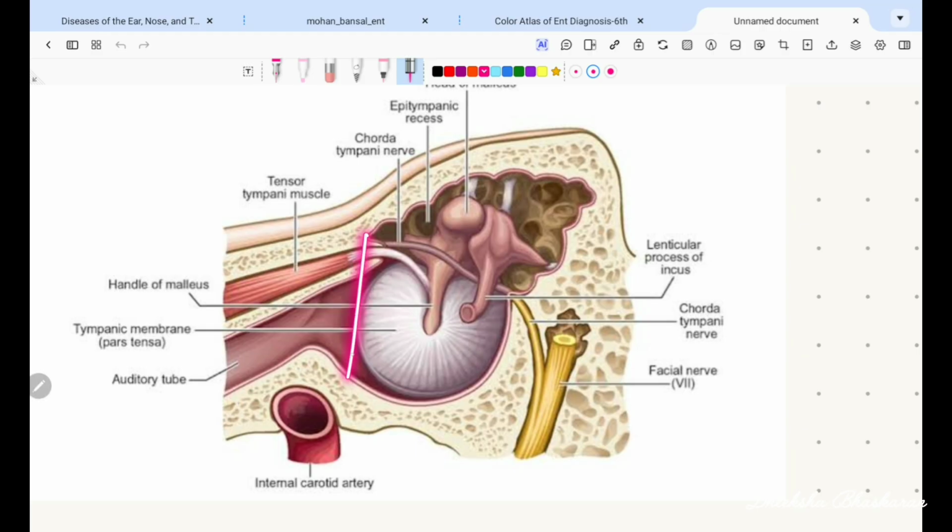So we are seeing the anterior wall of the tympanic cavity. We have the eustachian tube, and we have the cavity for the tensor tympani muscle. The tensor tympani muscle goes and attaches to the handle of malleus, as we see here. We also have the internal carotid artery in the carotid canal, which lies anterior to the tympanic cavity.